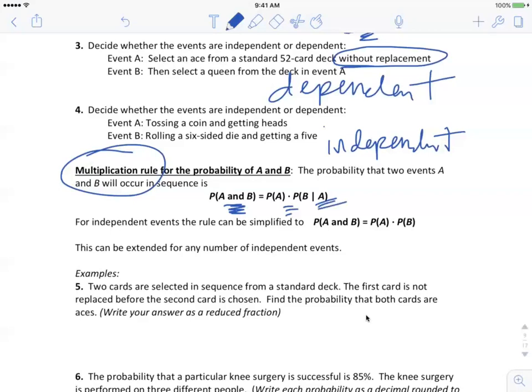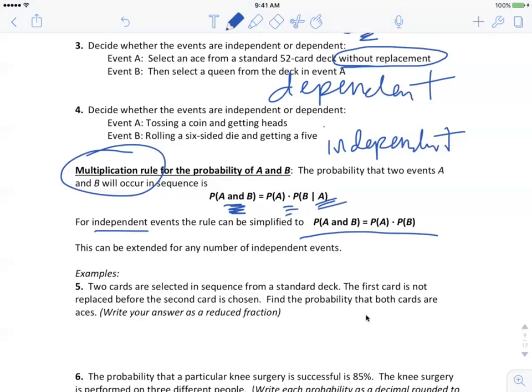Now, if the events are independent, that "given that" part doesn't matter. So you have a simplified formula for independent events. It's just the probability of A times the probability of B. Just multiply the probabilities together. Okay, so let's take a look at some examples. We'll see some independent and some dependent examples going forward, and we'll try to get used to that.